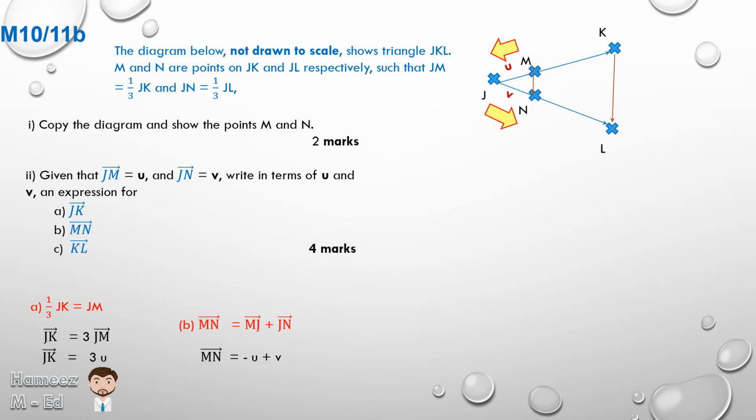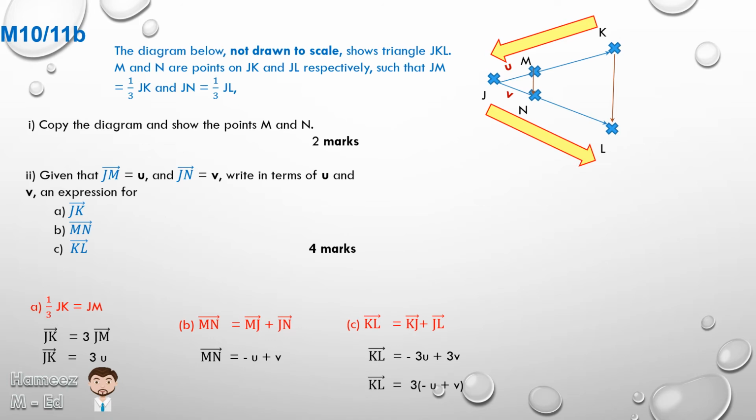Part C now, KL. To go from K to L, we can go from K to J and then from J to L. K to J is actually the negative of part A, of JK. So JK, we got 3u. So KJ will be minus 3u plus, what is JL? 3 times v. So we have minus 3u plus 3v. And we can factorize and pull out the 3. We'll end up with 3 brackets minus u plus v.